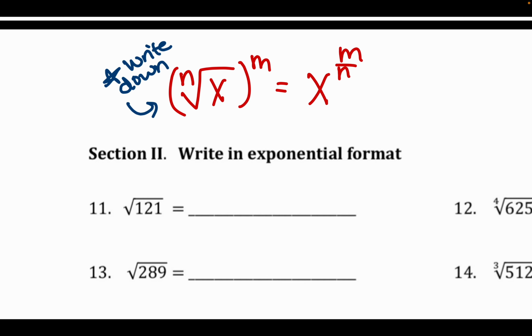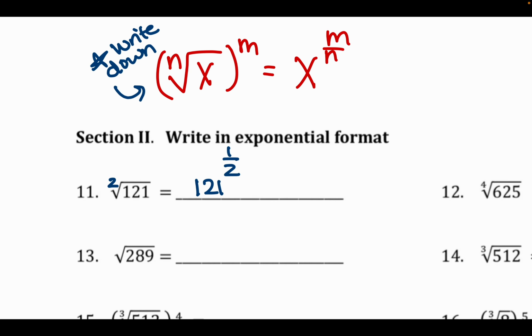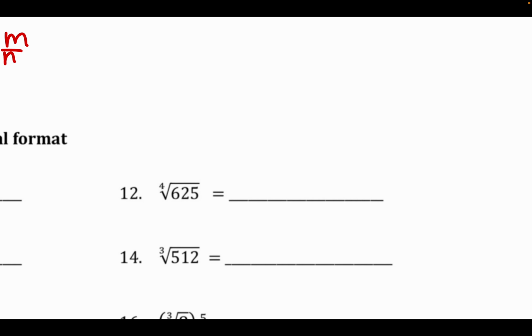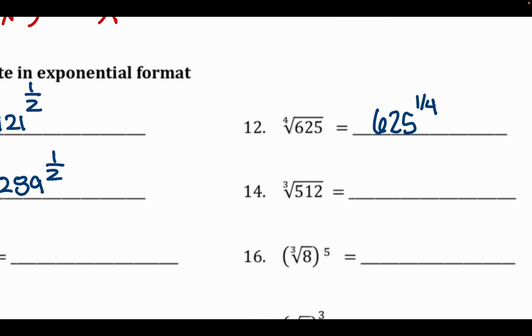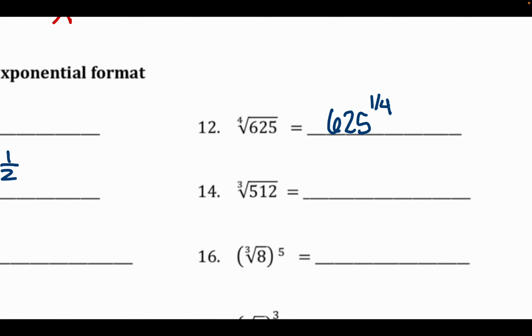So if we do 121, remember, this is like a 2 here. So this becomes 121 to the 1/2. Okay, number 12. 625 to the 1/4. 13. 289. Okay, remember this is like a 2 here, so to the 1/2. 14. 512. Okay, we have a 3, so this is to the 1/3.